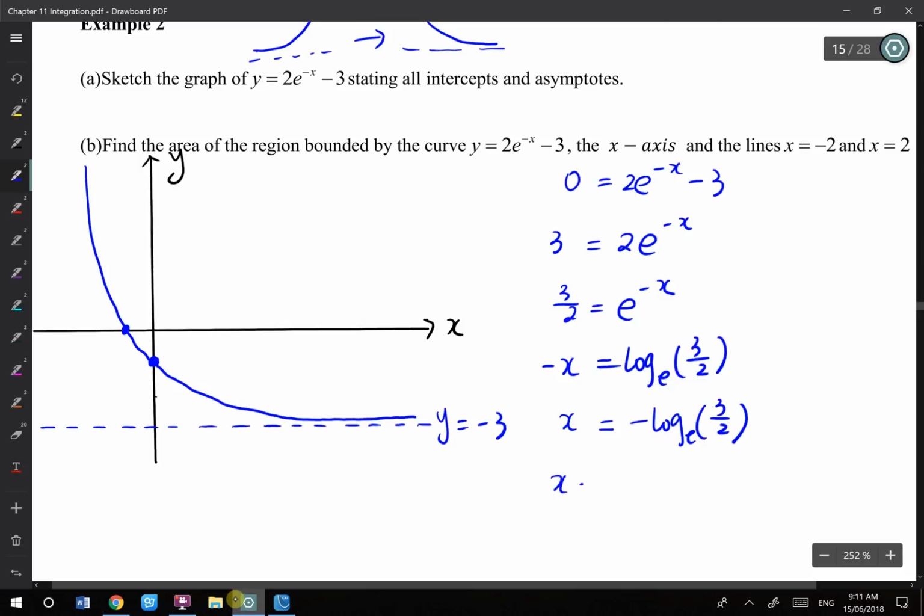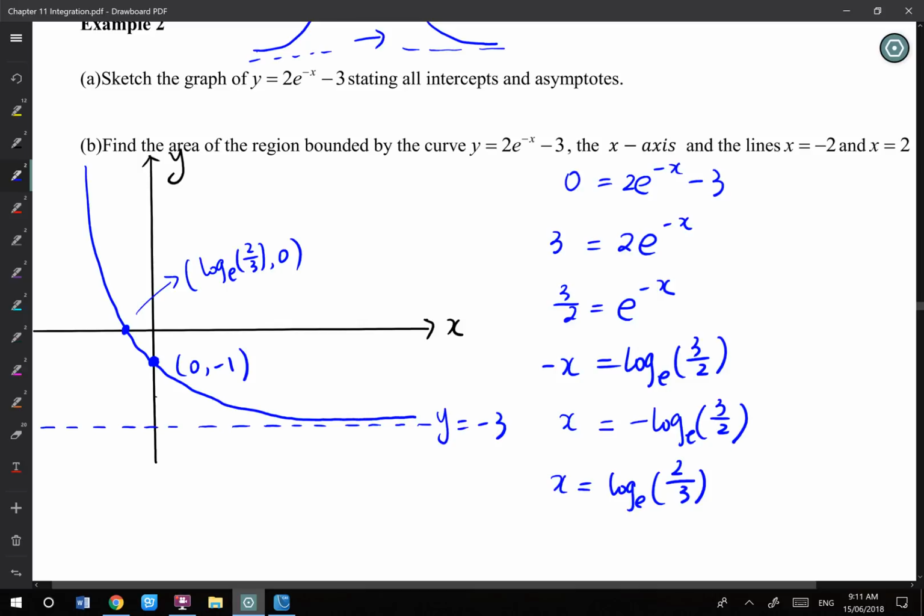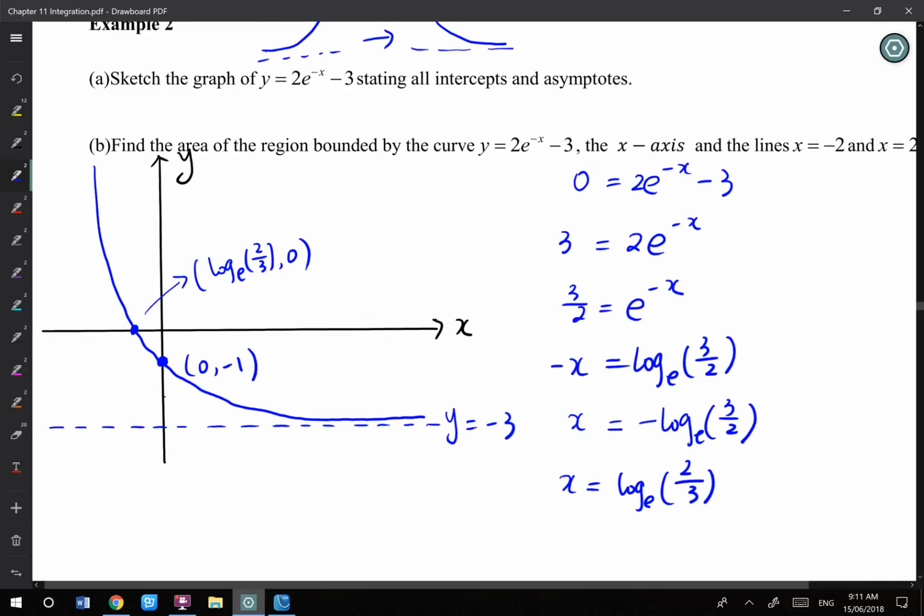Or I can say that x equals log_e(2/3). Put the -1 as the power of 3/2, flip it, so that can be 2/3. So this is the point here, and that's (0, -1) at this point. Okay, so that's the graph.